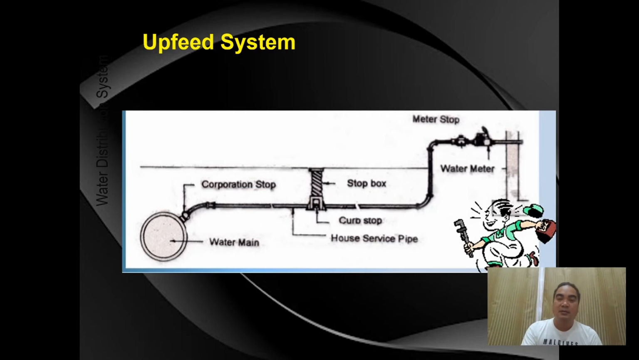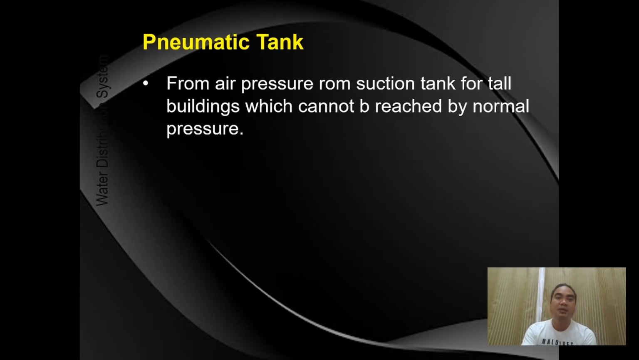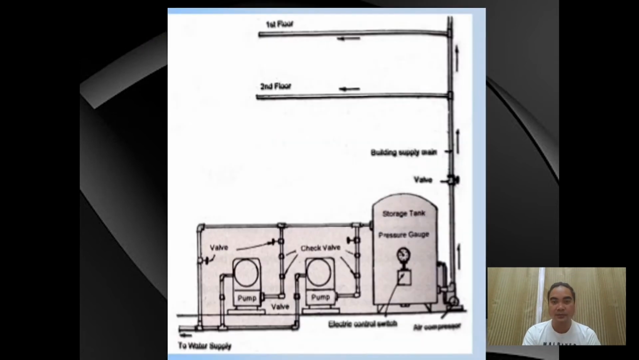In places where the water supply is weak, the upfeed system cannot be used. It should have some kind of pumps. Pneumatic tank: from air pressure, a suction tank for tall buildings which cannot be reached by normal pressure. These are the pneumatic tanks we're talking about. When the water supply comes in, there is of course a storage tank, and its pump supplies the system, the water supply layout of the building, with the help of the pump and the pressure tank.